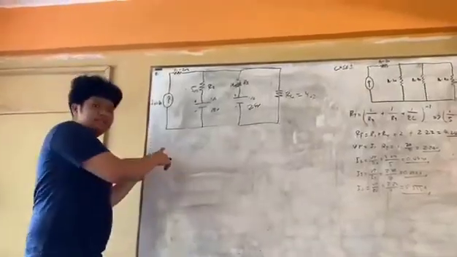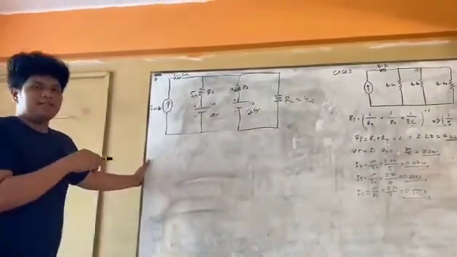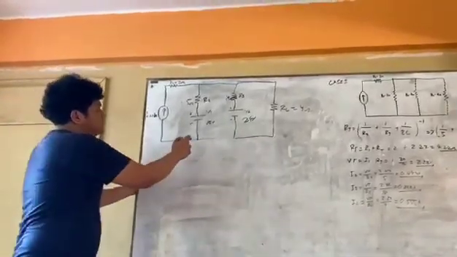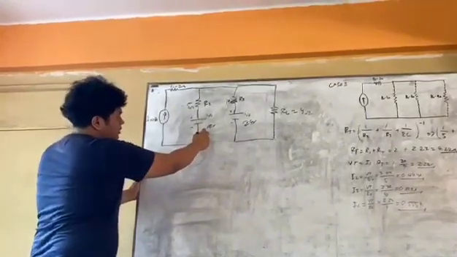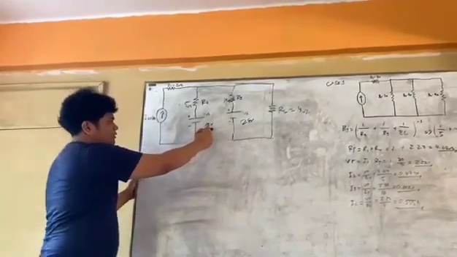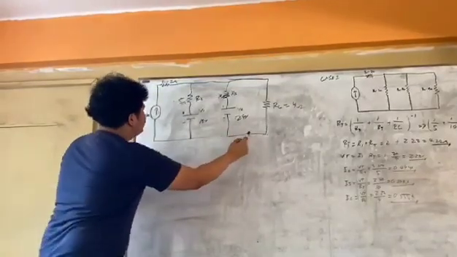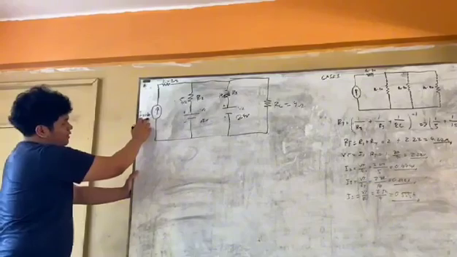Hello everyone. Today we will analyze the circuit using the superposition method and Kirchhoff's law method. In this circuit we have two sources. The first source, V1, is 12 volts, and the second source, V2, is 24 volts. We will use a current source of 1 ampere.